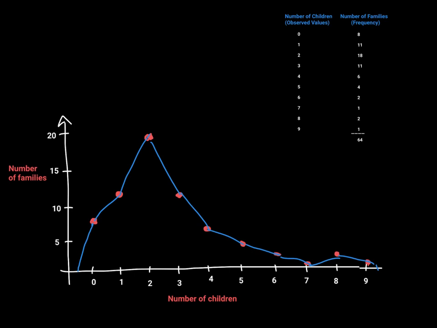Let me do a dot there and a dot there. You're supposed to begin and end on the horizontal axis. So this is a frequency polygon, super similar to a histogram.